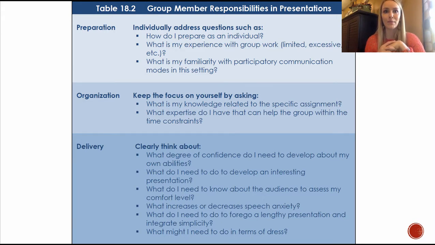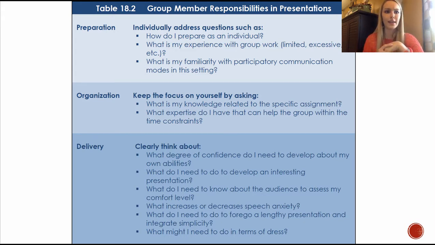So our group ended up being pretty cool because we had that creative element within the group along with those math nerd type of people that helped handle the equation side of things. So that's often the really cool part about groups, is that you have all these different learning styles and assets within your group, and it's just knowing how to harness them to come together and really make the best group presentation. And then delivery, thinking about your degree of confidence, what you need to do to develop an interesting presentation, know about the audience, all those things.